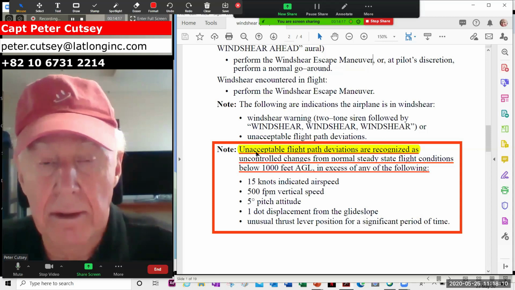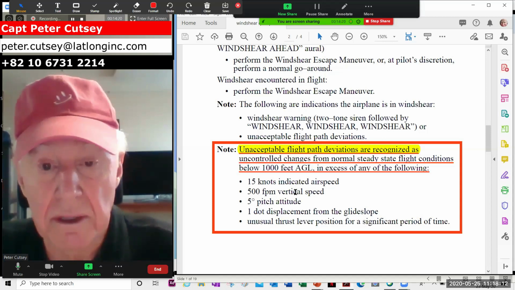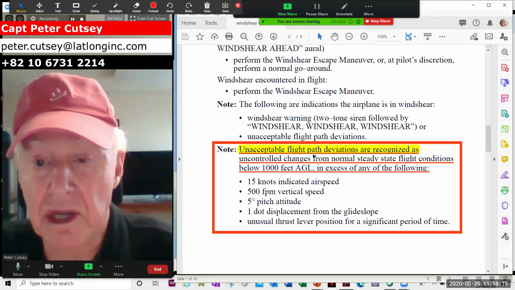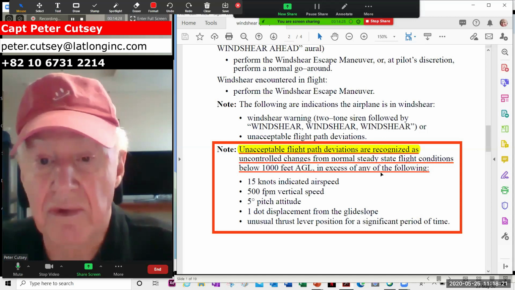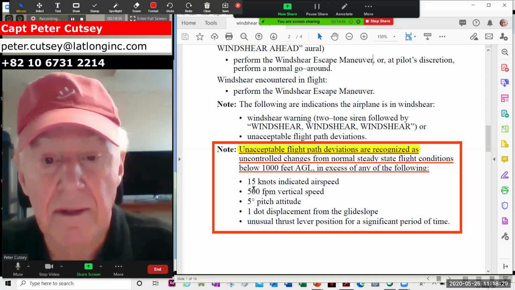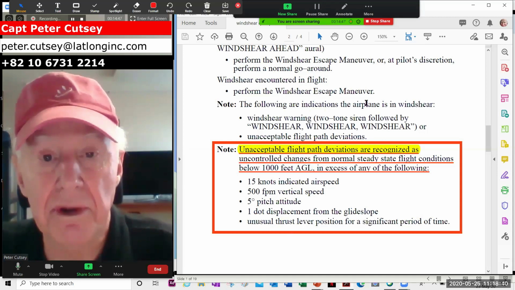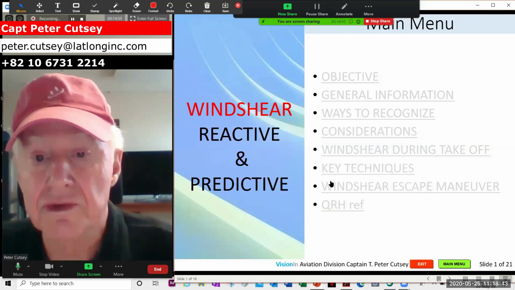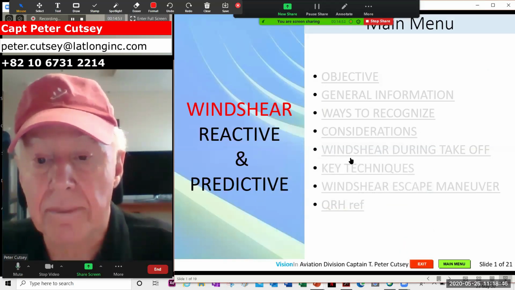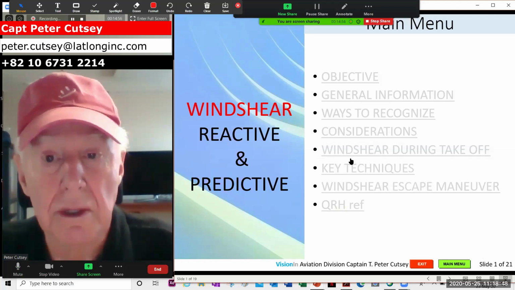Remember, again, we've discussed this before, this is a review. Unacceptable flight path deviations are recognized as uncontrolled changes in normal steady state flight conditions below 1,000 feet, in excess of the following: 15 knots, 500 feet per minute, 5 degrees of pitch attitude, 1 dot displacement from the glide slope, or an unusual thrust lever position for a significant period of time. Those are all indications that you have a wind shear.